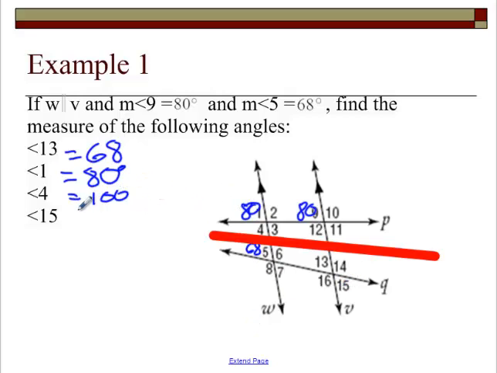Angle 15 is on the bottom half. It's an exterior angle. It's outside of these 2 parallel lines. The parallel lines are right here, so anything between them are interior angles, anything outside of them are exterior. 5 and 15 are alternate exterior angles, which makes them congruent.